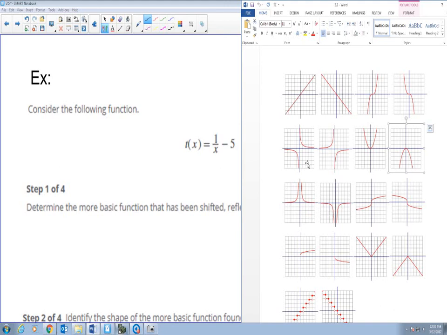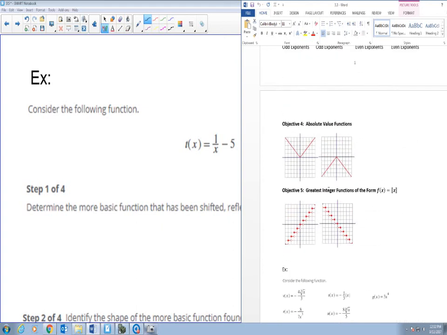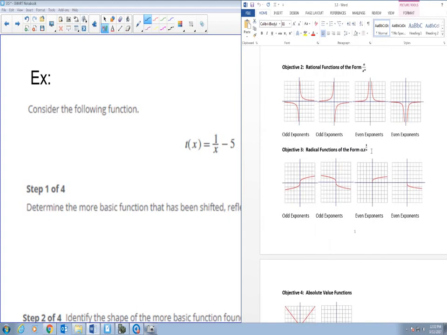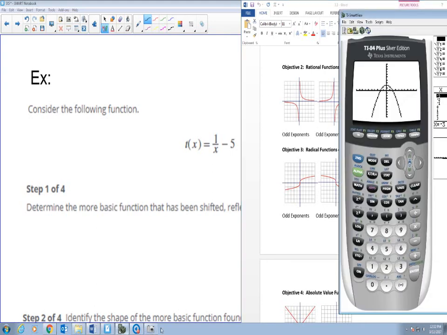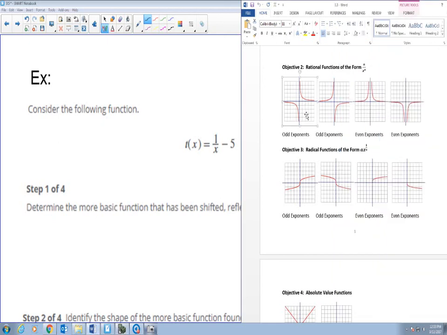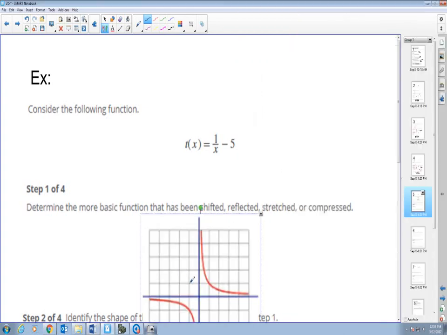Okay, so just by looking at it, let me go back up. An odd exponent is either one of these. So what's the difference between each one of these? Well, if I simply graph 1 over x, it will look like this one. So this is the original picture.